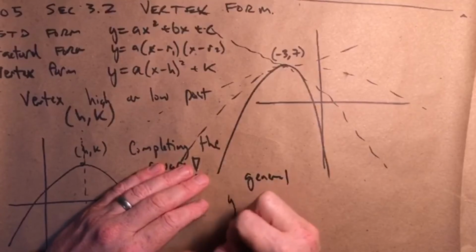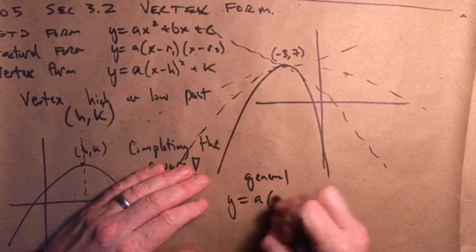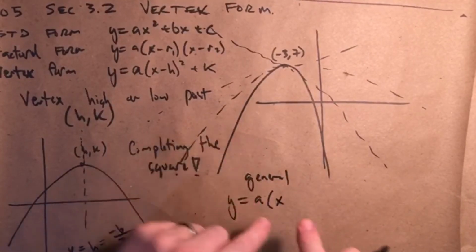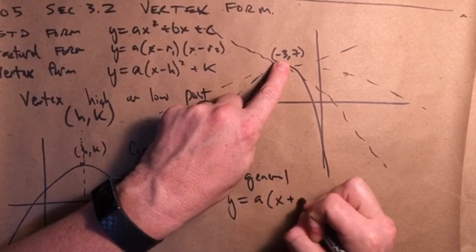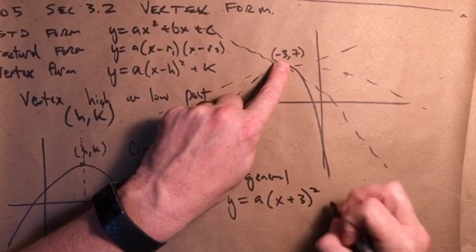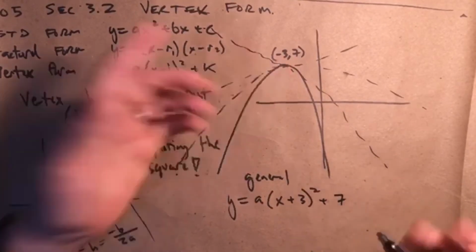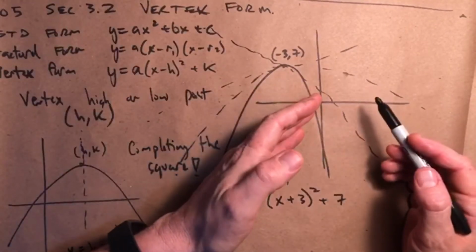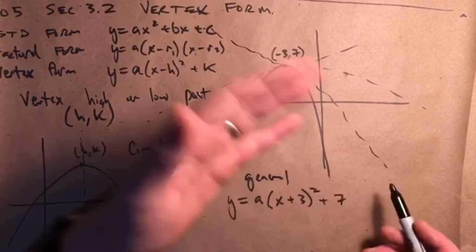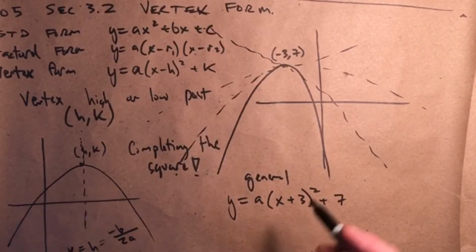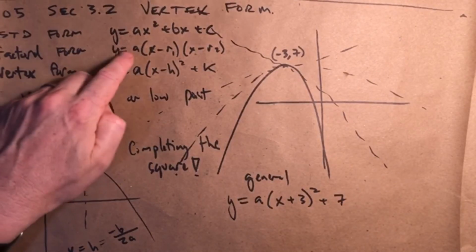Now, in order to talk about this general form, I'm going to have y is equal to a(x minus h), and so that's x minus a negative 3, so (x plus 3) squared plus 7. You could also say that we took that quadratic, we shifted it to the left 3 units, and then up 7 units. But I need to figure out what a is, and so in order to do that, we're going to do exactly like we did with factored form.